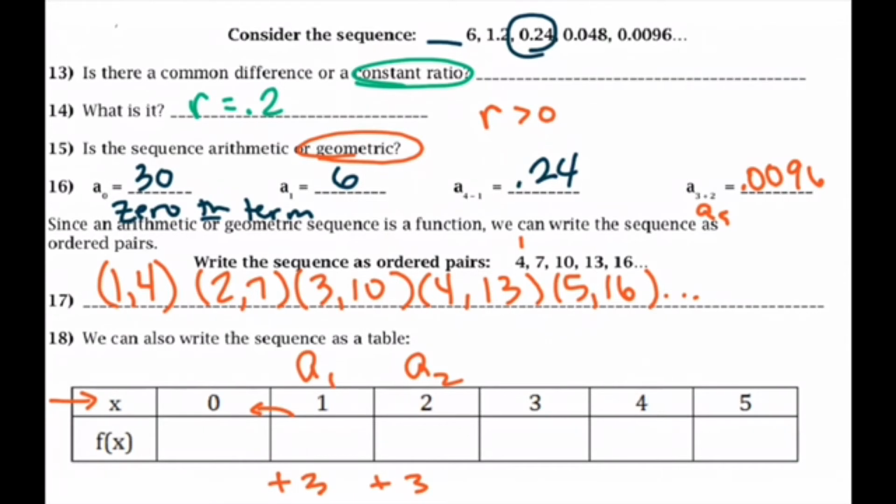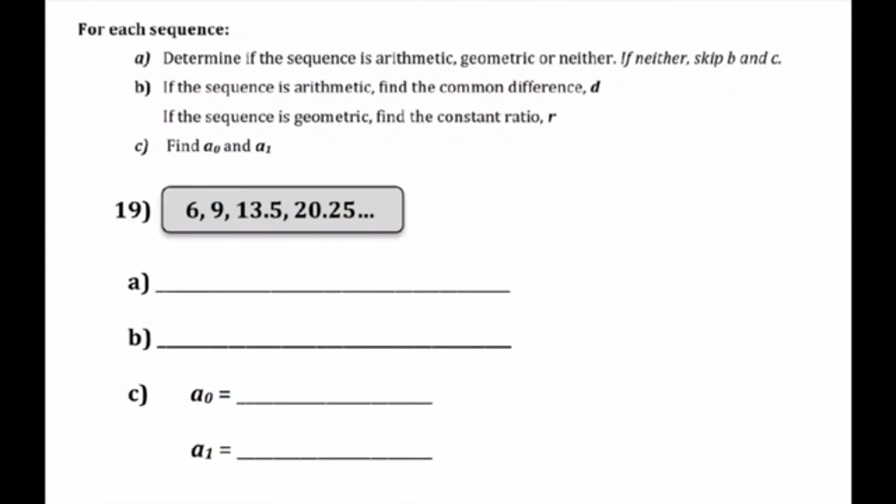Does that make sense? Any questions about that? So I'm going to have 1, 4, 7, 10, 13, and 16. Okay? All right, let's go to the next thing.